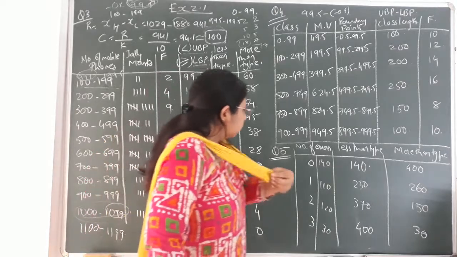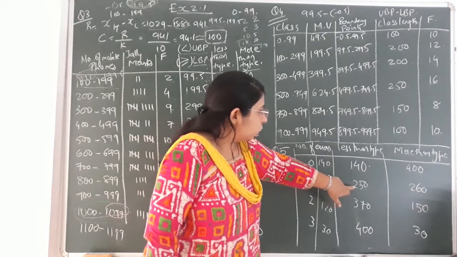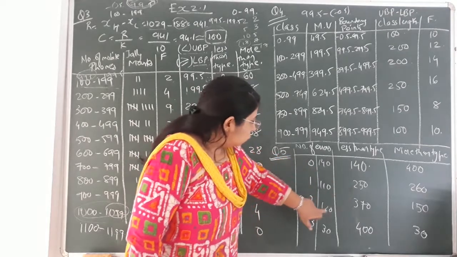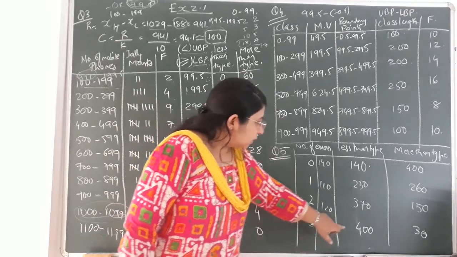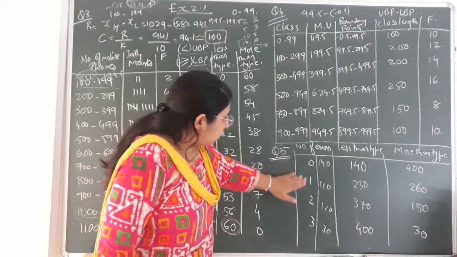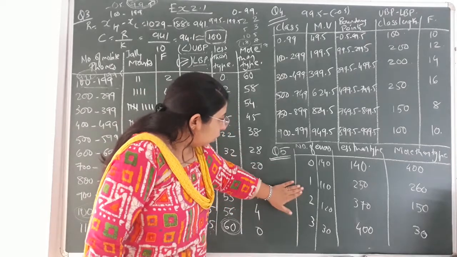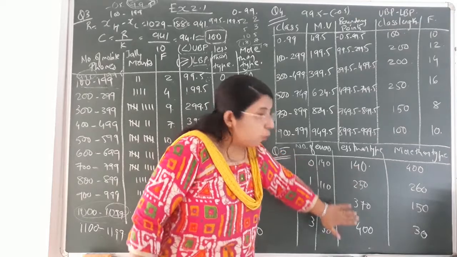So 140 as it is, then afterwards 140 plus 110 comes to 250. Then 250 plus 120 comes to 370. And 370 plus 30 comes to 400. One more important thing: over here there are 4 different values, 0, 1, 2 and 3. So over here the less than type values will also be 4 values.